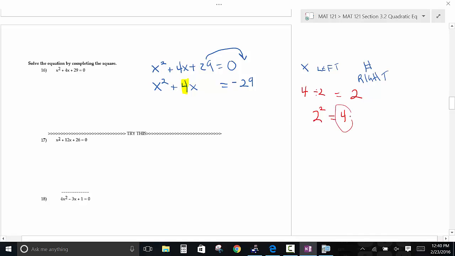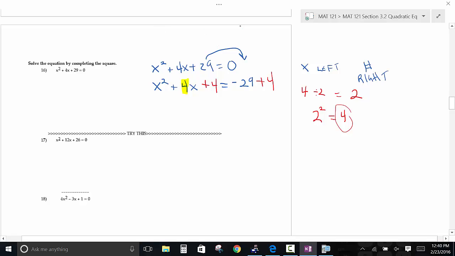Isn't the number 4 a perfect square? That's why we call it completing the square, because we get a square. Anytime you take a number and divide it in half, and then square it, you get a perfect square. Guaranteed. So what we're going to do is take that number and add it to both sides of the equation. We must add to both sides of the equation, or we're changing the problem. So again, half of that number, then square it.